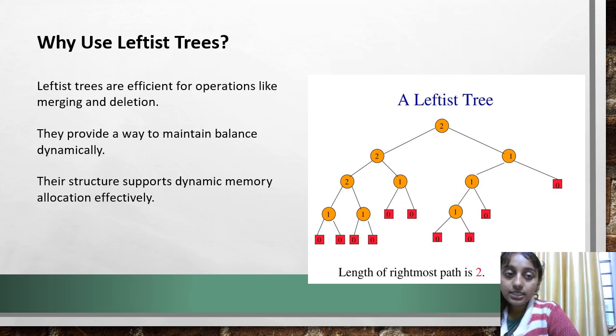So now let us see, why do we use leftist tree? What are the uses and the purpose of leftist tree? Leftist trees are efficient for operations like merging and deletion. They provide a way to maintain balance dynamically. Their structure supports dynamic memory allocation efficiently.